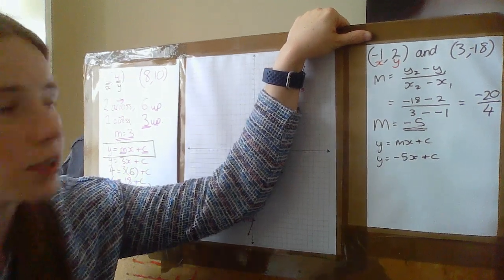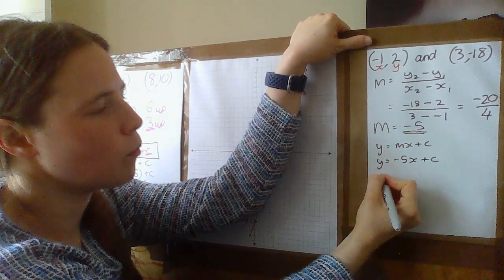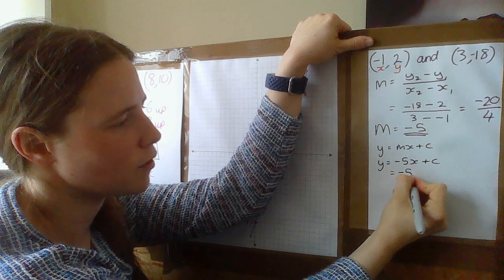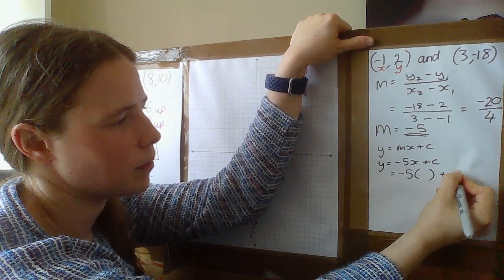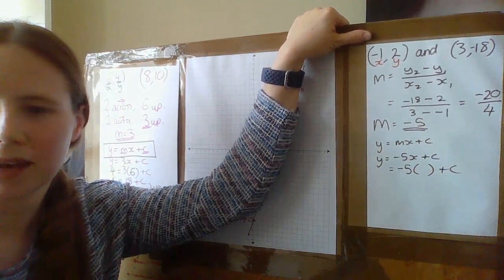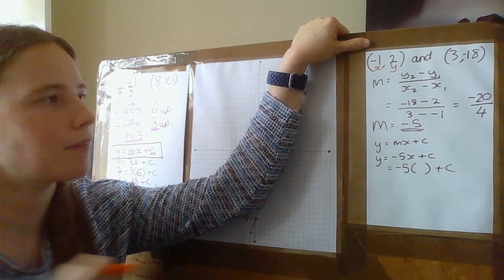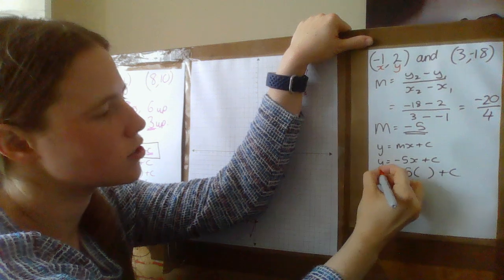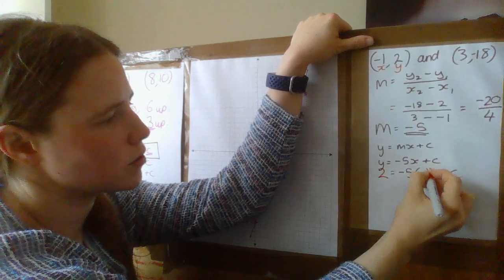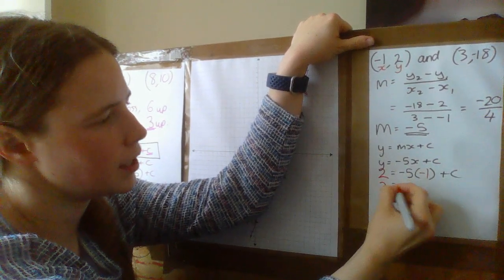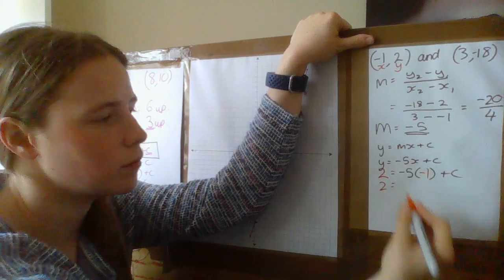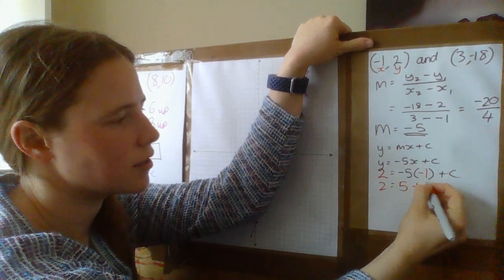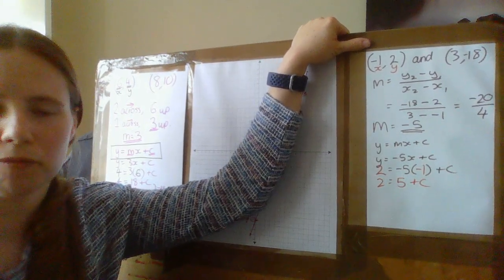So putting them into the sum, I'm going to have my y value equals minus 5 lots of my x value plus c. You'd be amazed how many people get them the wrong way around because you have to put them the other order than they appear in the coordinate. So y is 2 and x is minus 1. So 2 equals minus 5 times minus 1, which is positive 5 plus c. 2 equals 5 plus c.